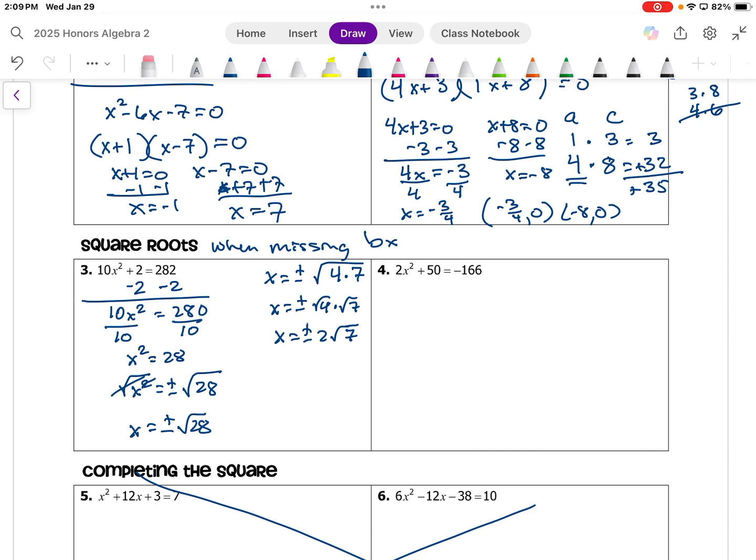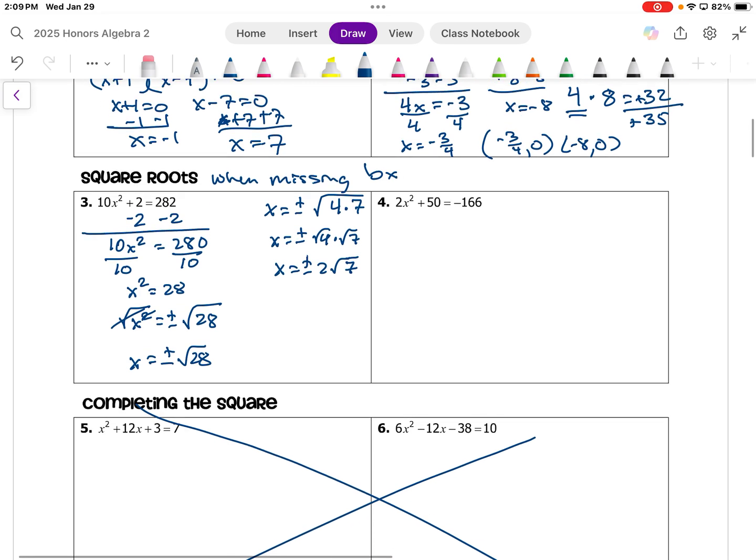And that means there's my answer. Two answers. I got a positive version and a negative version. When you're using the square root method, the vertex will always be on the y-axis of your parabola when you go to graph it. Okay?